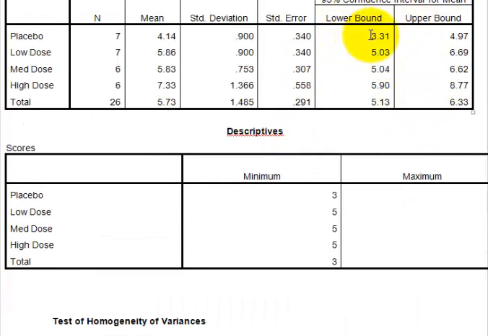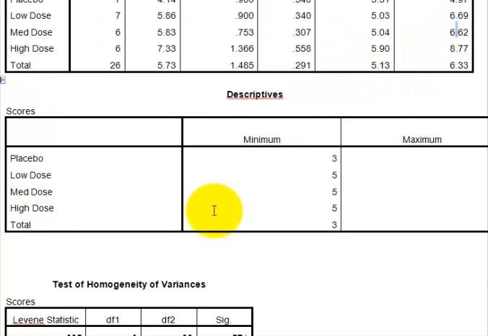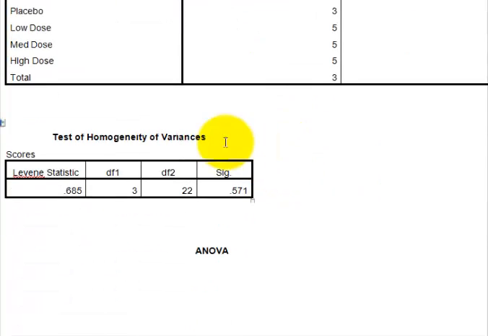So the confidence interval is where they think the true mean for the placebo effect is somewhere between 3.3 and about 5. That's what the confidence interval means. They all mean the same thing. They think it's between this range of numbers.